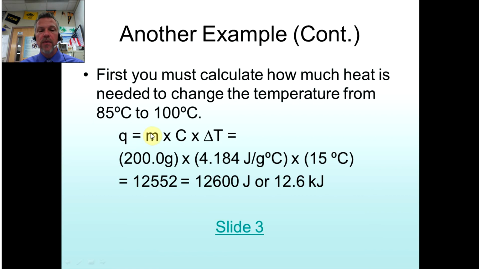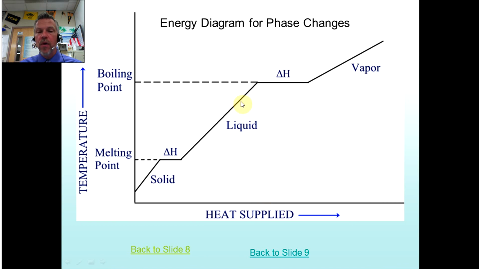We use Q equals Cm delta T because we've got a temperature change, and not a phase change. So Q equals the mass, the specific heat of water, and the temperature change, 85 to 100. You do that calculation and you get 12,552 joules, or round to 12,600 joules, or 12.6 kilojoules. So we needed 12.6 kilojoules of energy to raise the temperature of 200 grams of water from 85 degrees to 100 degrees. That corresponds to this part of the change.